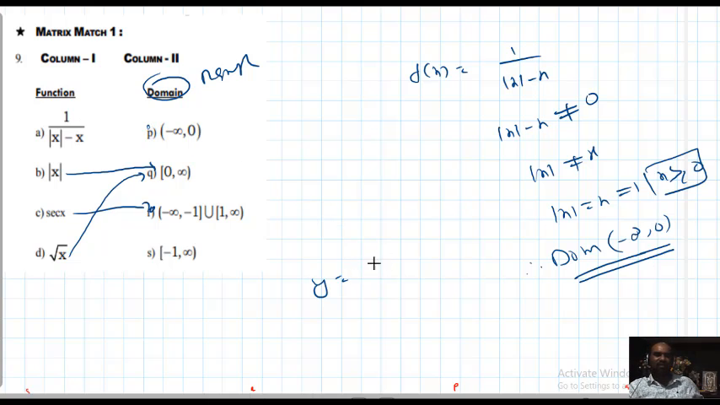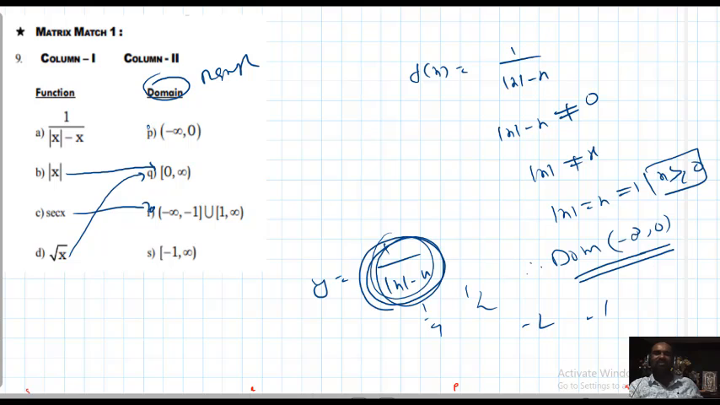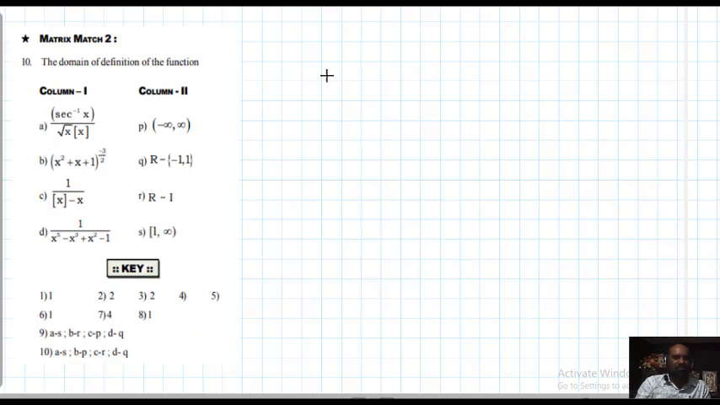So y is equal to 1 by mod x minus x. Instead of x, what should I write? A negative real number. Minus 2 can be substituted, so we get 1 by 4. Substitute minus 1, we get 1 by 2. The meaning of this is that the value is greater than 0, never 0 also. So what is the range? 0 to infinity, not closed 0 to infinity. Here the option is not given, so I can write one more option for that: open 0 to infinity. This is the range of this function. Okay. Next question. Matrix matching.